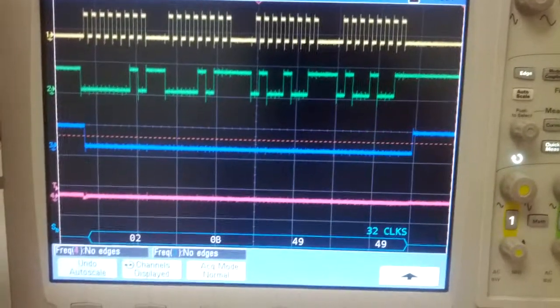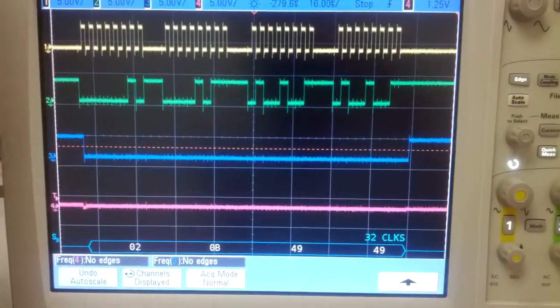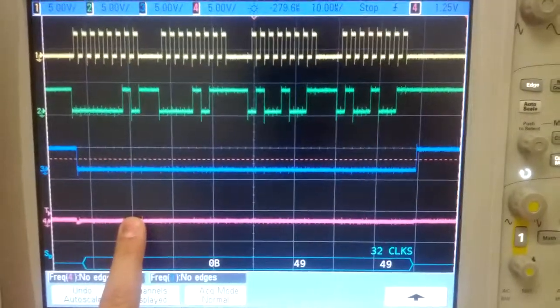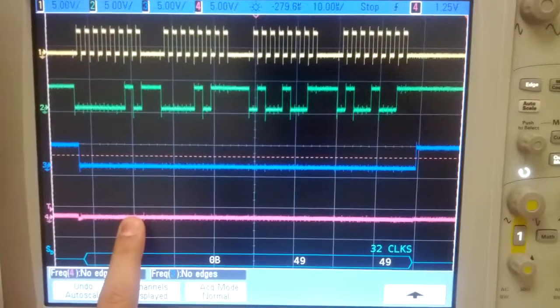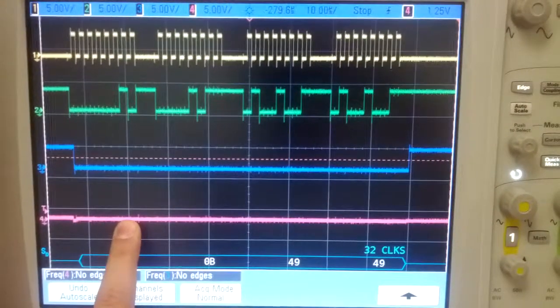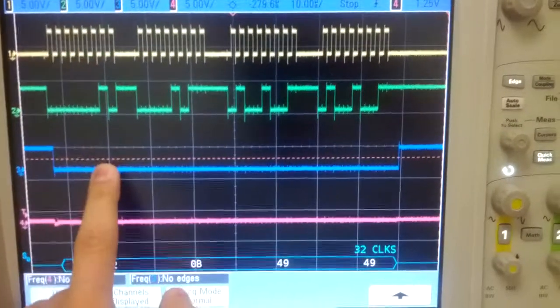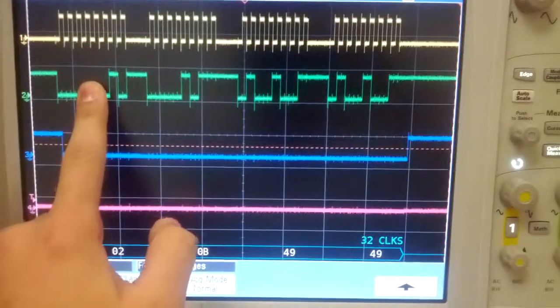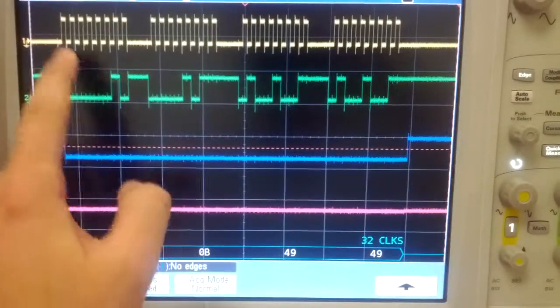This is going to be a demonstration for the SCI. So right here I have the MISO, the information that the VS1053b sends back to the master. Here is the slave select for the SCI line. Here's the MOSI, and here's the clock.